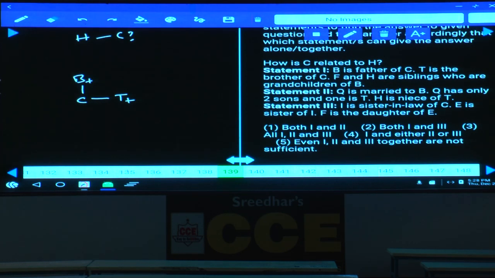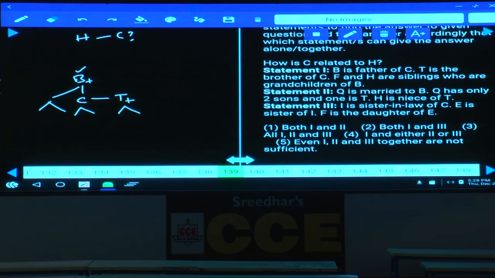F and H. As F and H are the grandchildren, whether they are the children of C, or the children of T, or if there is one more person, the children of that person, is also not known. How many children B has is not known. At the same time, F and H can be the children of any one of these, one alone.